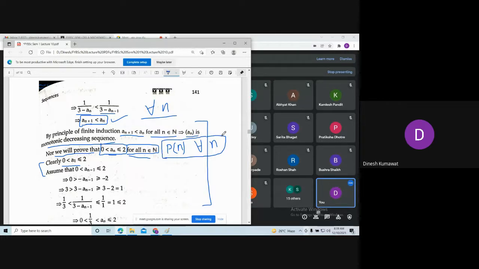So this is our p of 1. Here we have shown that p of 1 is true. Now we are assuming that p of n minus 1 is true. If you want, you can assume p of n also. So here we are assuming that p of n is true. Then what are we going to prove?